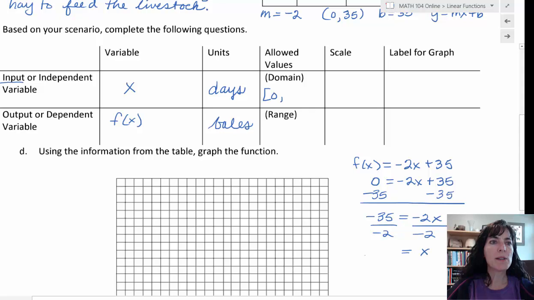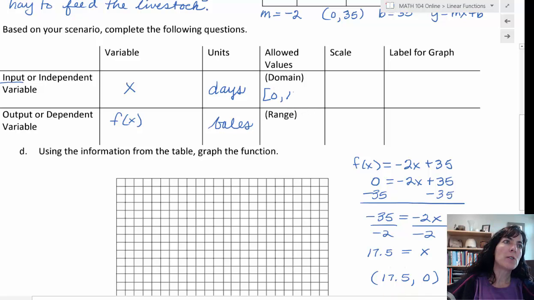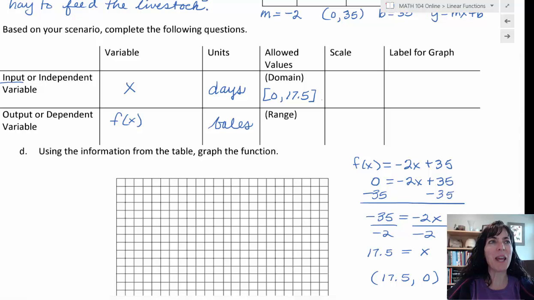And I end up with x equals 17.5. And that means my x value is 17.5, and my f of x value, remember, I put 0 in. So that's an ordered pair that I have for my graph, but that also tells me that the biggest value I can have for my x is 17.5. So I'll put that in here. And after that point, I won't have any hay left. And I can't go negative because I can't have negative bales of hay.